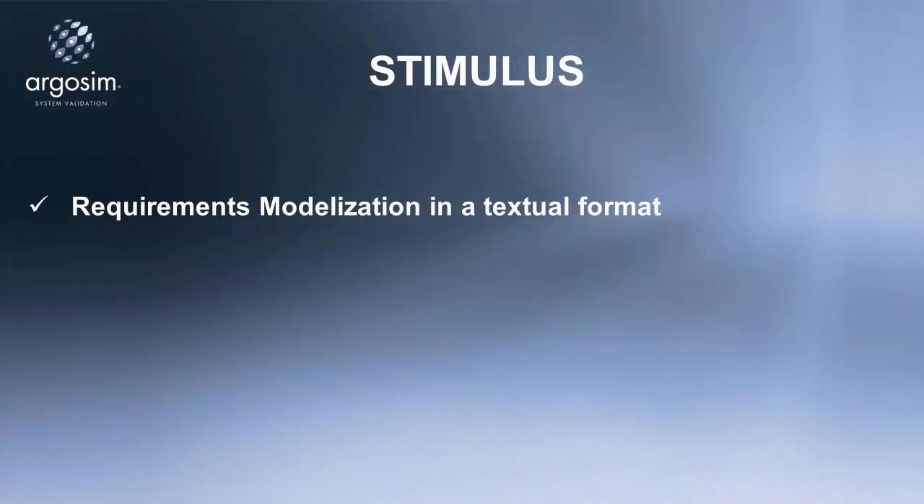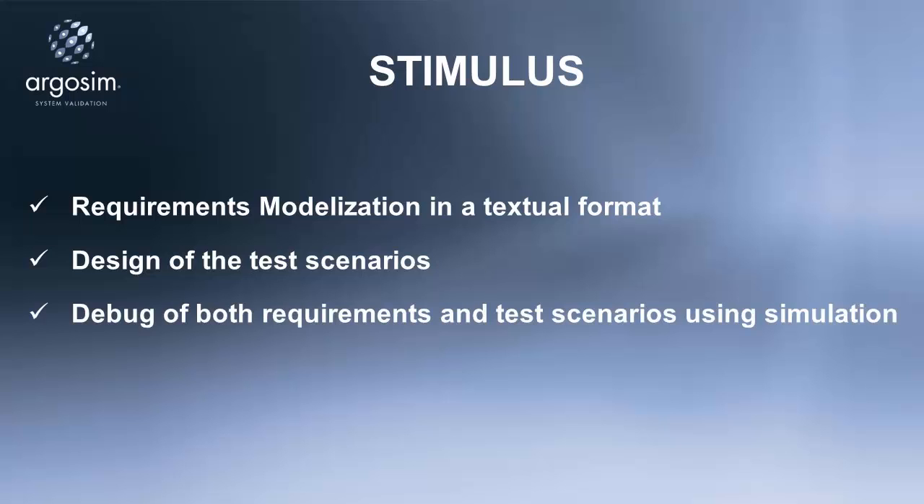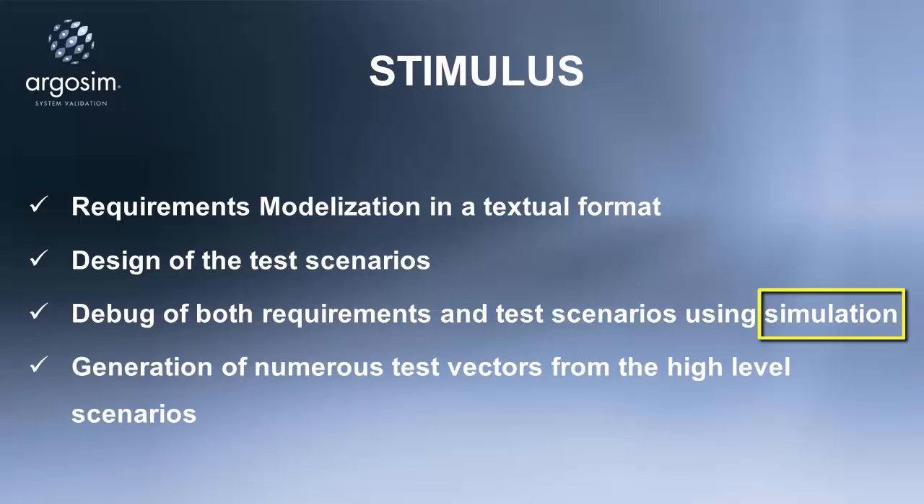To summarize, Stimulus enables you to describe requirements in a textual language, close to natural language. Design test scenarios that include probability, debug them jointly using simulation, and finally, generate easily numerous test vectors that can be applied to the actual system once developed. Stimulus is the first tool that allows you to write only one textual requirement and start simulating right away. This tool was very quick.